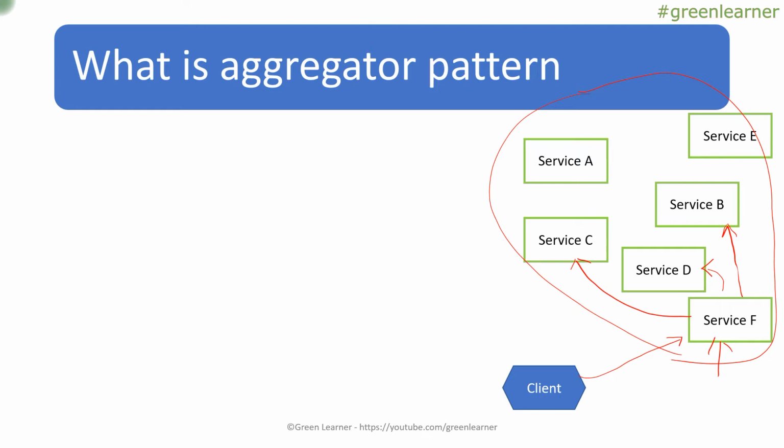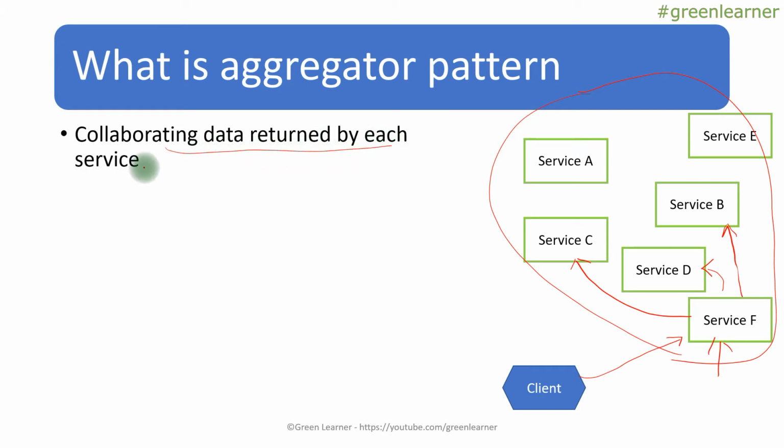We have segregated each microservice as per its individual role, but our entire application is not complete without combining the responses from the microservices that we have. So this is what we call aggregating the response requested by the client. So the question is collaborating the data returned by each service.